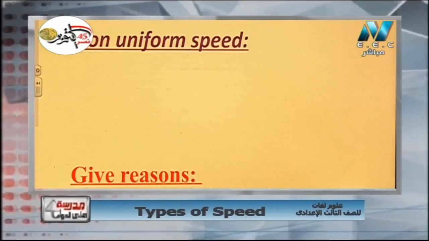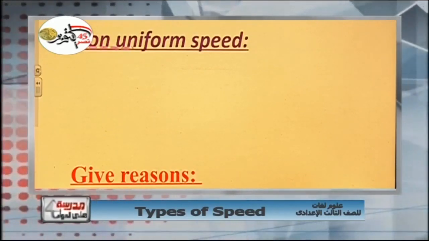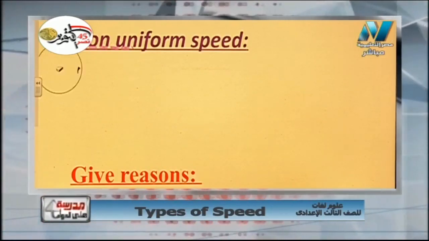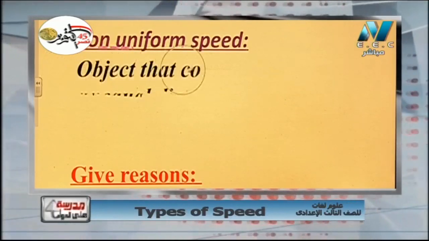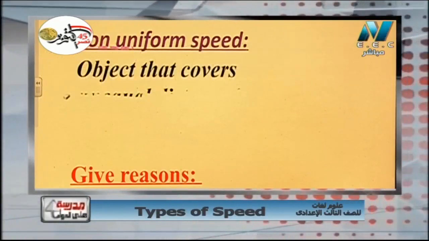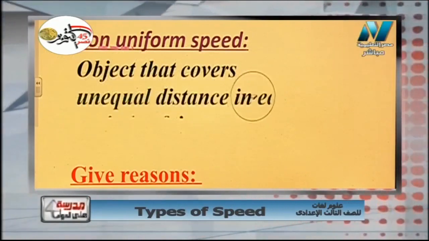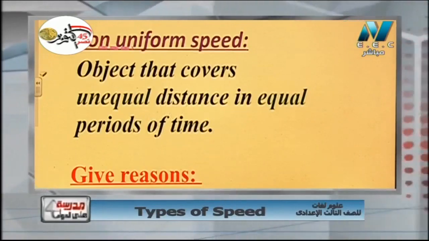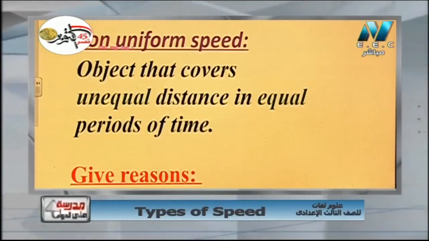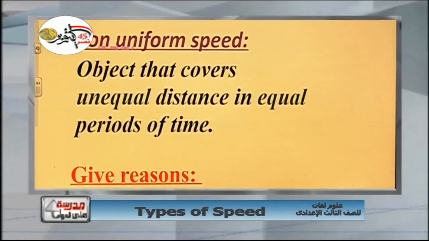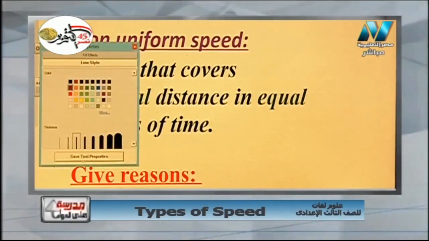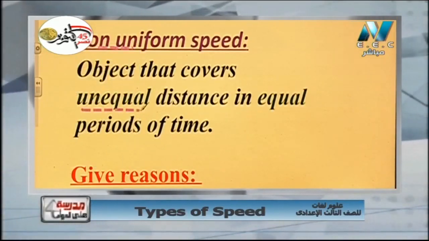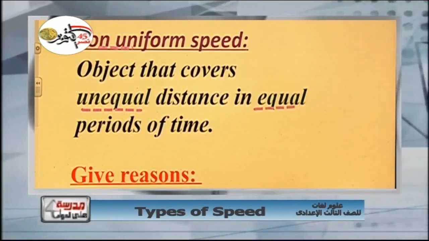Non-uniform speed or irregular speed. In this case we have the opposite definition. How do we know the definition here? I say the object covers what? Unequal distances in equal periods of time. Again, in this case the object covers what? It covers unequal distances in equal periods of time.